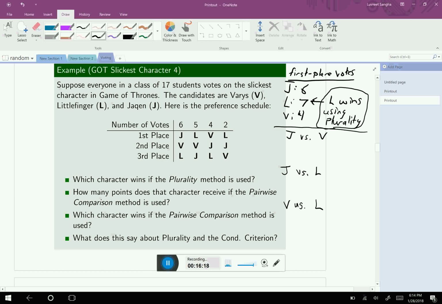So the matchup with the J and V. In the first column, J is higher, so J gets those 6 people. In the second column, V is higher, so V gets those 5. In the third column, V is higher, so V gets those 4. And the last column, J is higher, so J gets those 2. So J overall has 8, and then V overall has 9. So that means that V wins. So I'm just going to circle V. So V wins.